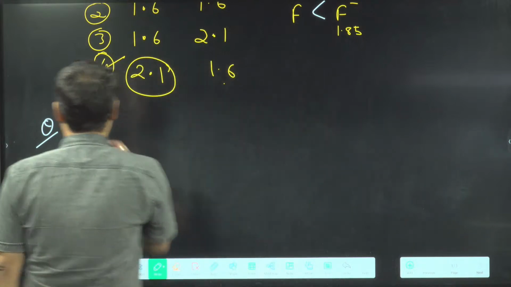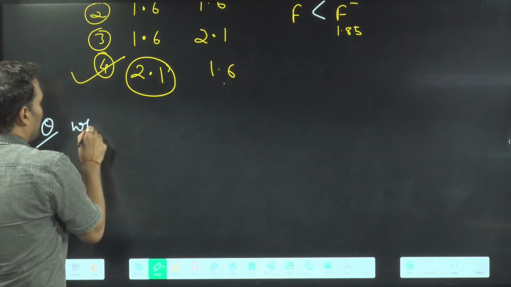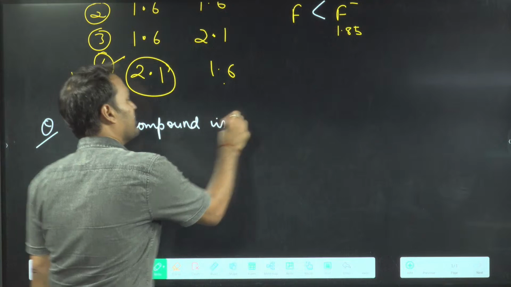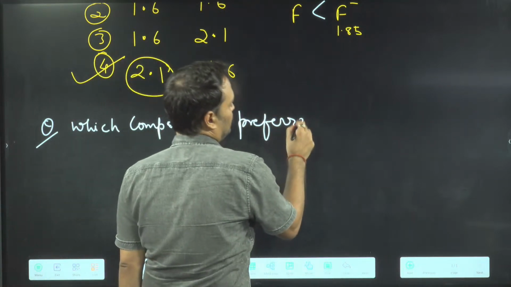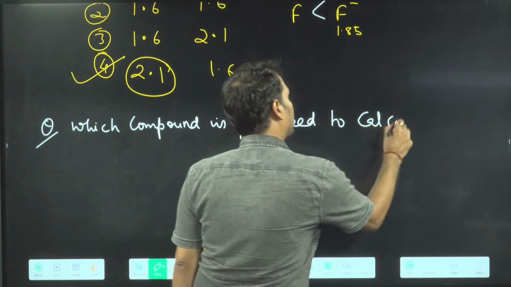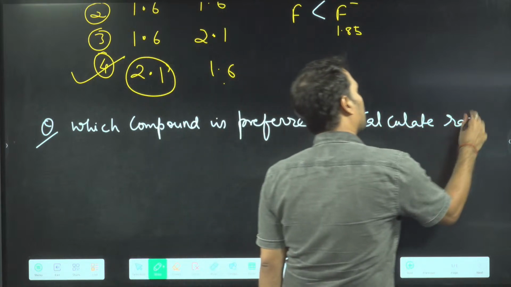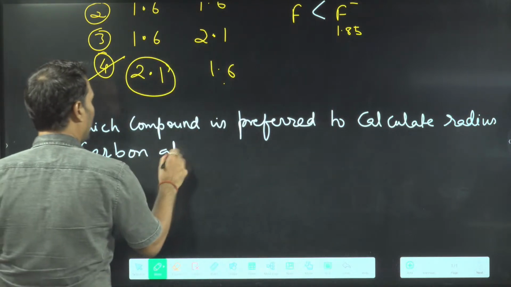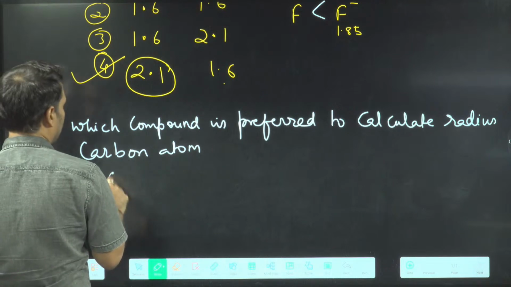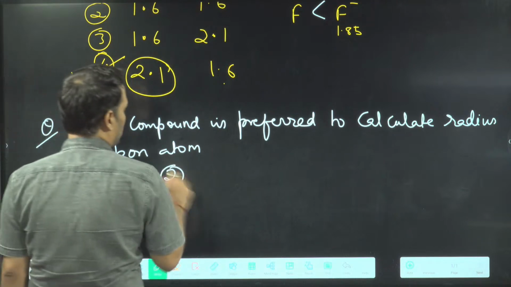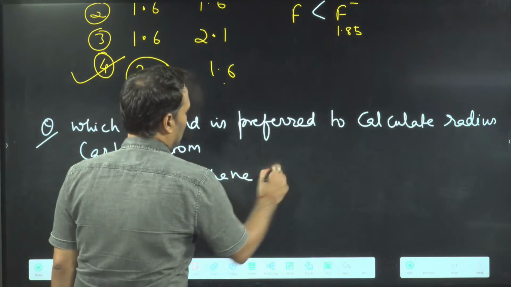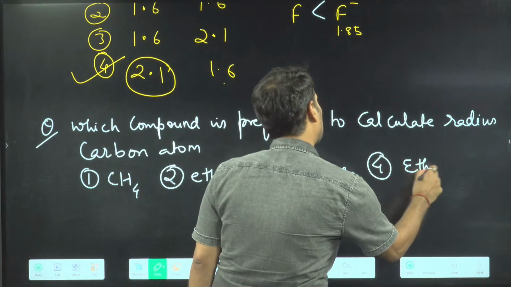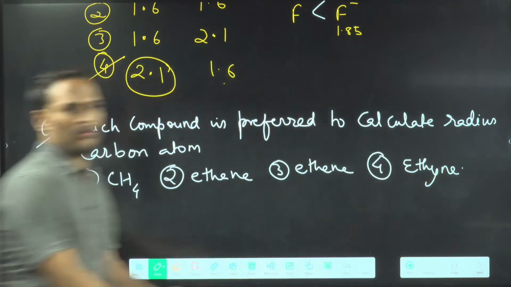Do you remember homoatom? So we can write one question like this: which compound is preferred to calculate the radius of carbon atom? Your options are like this: methane. Second option is ethane. Third option is ethene. And fourth option is ethyne. So what do you think?